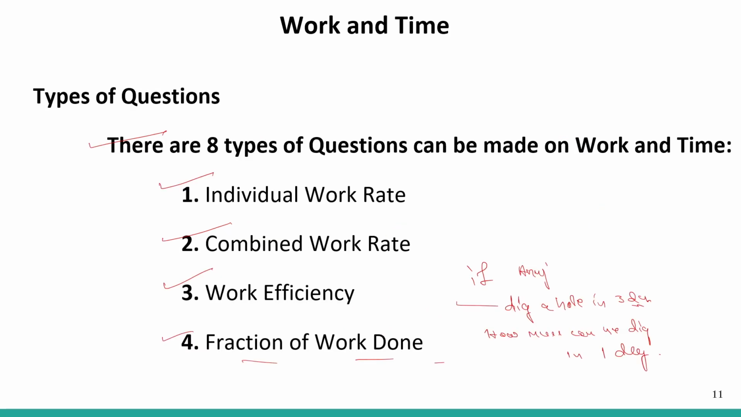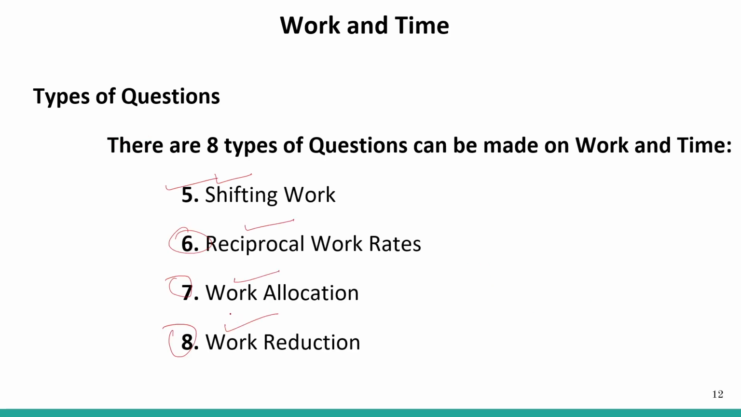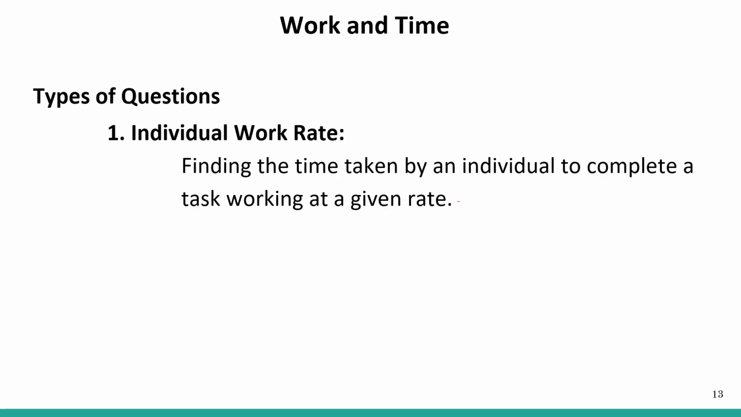So let's see the types of questions. There are 8 types of questions that can be asked on work and time. That is individual work rate, combined work rate, work efficiency, fraction of work done, shifting of work, reciprocal work rates, work allocation, and work reduction. All these types of questions are asked in various competitive exams, so it is very important for you to go through all of them. So let's go through them.